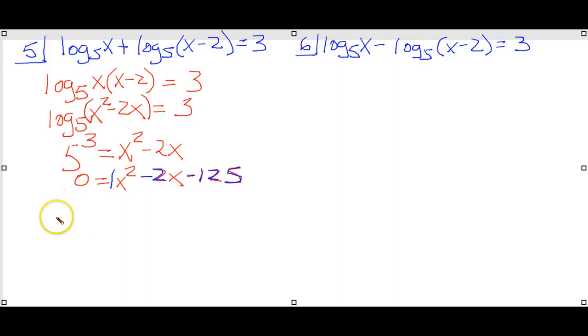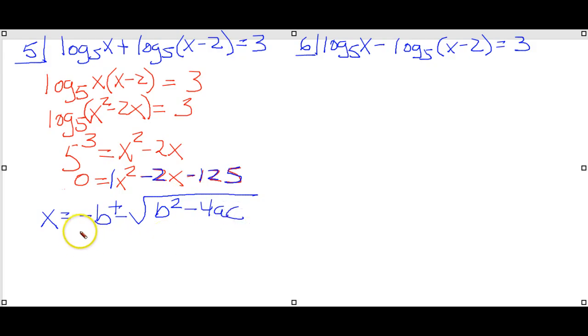And you put that into the quadratic formula. X equals negative b plus or minus the square root of b squared minus 4ac all over 2a, and that gives you your answers for this one.